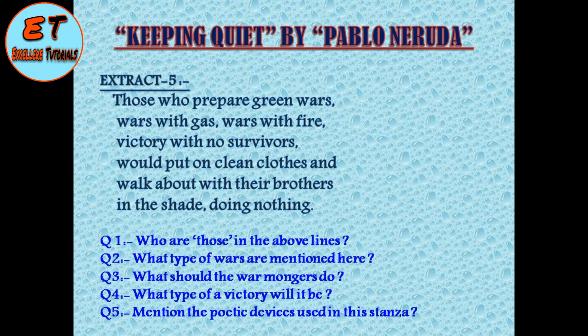Actually, only 4 questions are asked in the stanzas, but this is an important question. So this is the 5th question. Mention the poetic device used in this stanza. See here, the poetic devices used here are alliteration, metaphor, and even imagery. For example, clean clothes is an alliteration because CC is coming together. Then clean clothes is also a metaphor, and imagery or symbol because it symbolizes the purity of mind and thought.